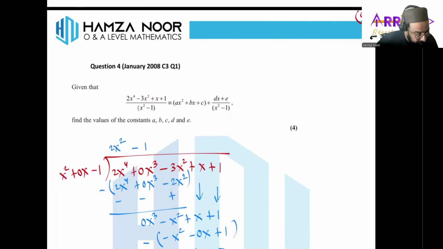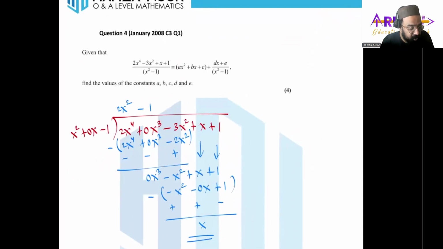Okay, and this term gets eliminated, and 0x cube minus 0x cube is itself 0x cube, and minus 3x square plus 2x square will give you minus x square, and x is going to be carried forward and 1 is going to be carried forward. Why did I carry forward these two terms? Because here, in order to do the comparison, you have exactly 3 terms, and here you also have exactly 3 terms, and since in the divisor you have x square minus 1, again a strict sequence, x square plus 0x minus 1.